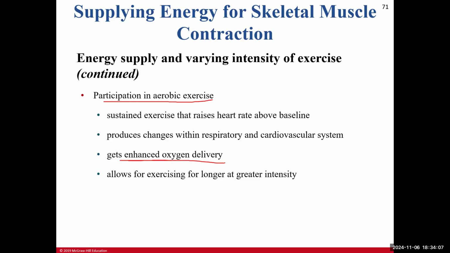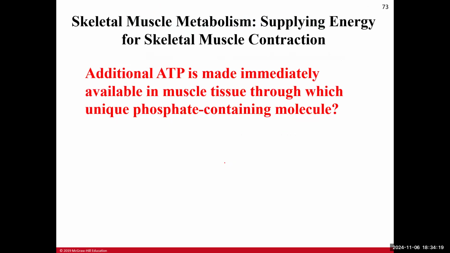So that's how we're going to essentially supply our tissues, that skeletal muscle tissue, with the nutrients that it needs and the respiratory gases that it needs. All right, so let's check this question out up here. Additional ATP is made immediately available in muscle tissue through which unique phosphate-containing molecule? Anyone want to take a stab at that? What do you think it is? It rhymes with biotin. Yes, you got it. Creatine phosphate. Yep.